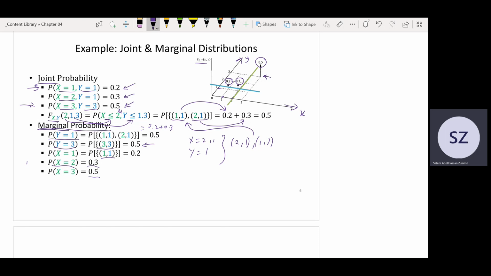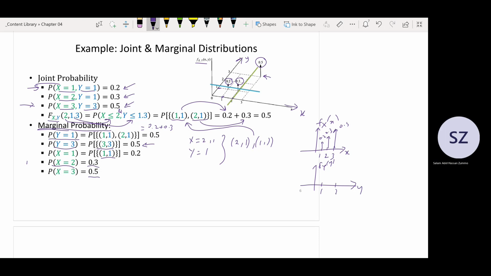I average over it. So now you can think of, for example, the PDF of x. What does it look like? What does the PDF of x look like? You have 1, 2, and 3, and at 1 it is 0.2, 0.3, and 0.5. And the PDF of y, how does it look? It's at 1 and 3, 0.5 and 0.5.